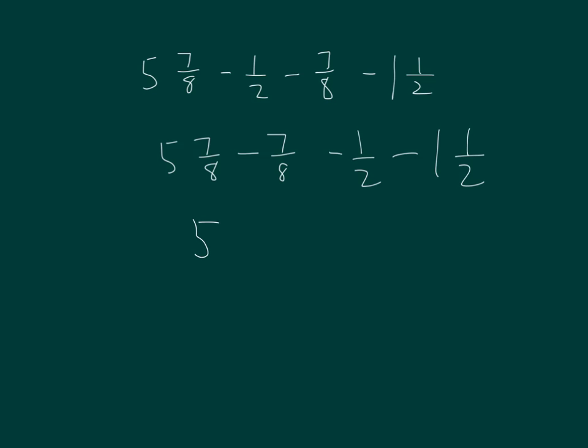And then I'm subtracting a half and also subtracting 1 1/2, where I'm subtracting a half plus 1 1/2. That way I'm subtracting both. A half plus 1 1/2 is equal to 2. So I have 5 minus 2, which equals 3.